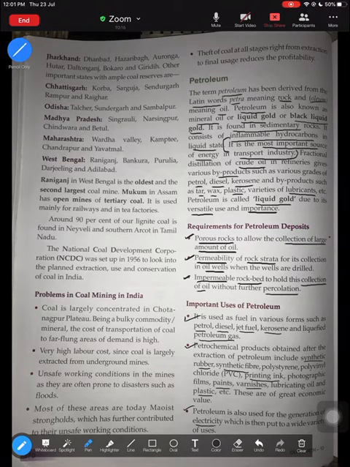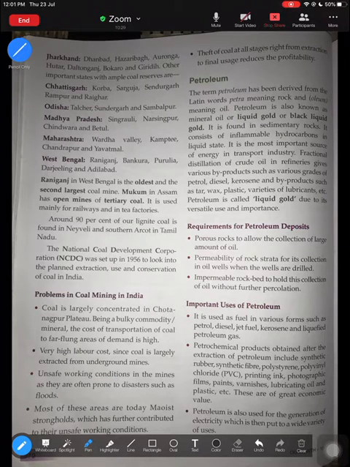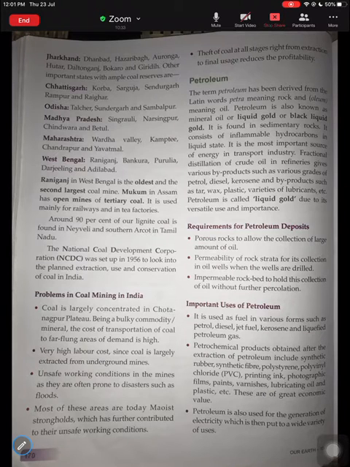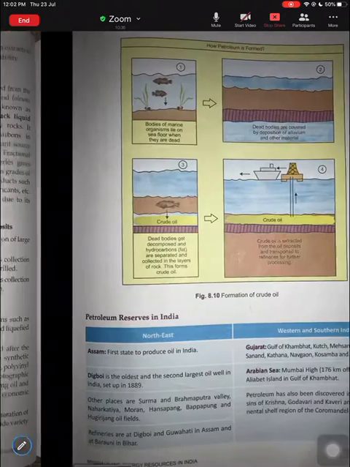Petroleum also is used for the generation of electricity. In order to generate electricity, especially the generators have to use petroleum. So petroleum is also used for the generation of electricity. These are some of the uses of petroleum, which make it a versatile mineral because of its capability to adapt to many different uses.